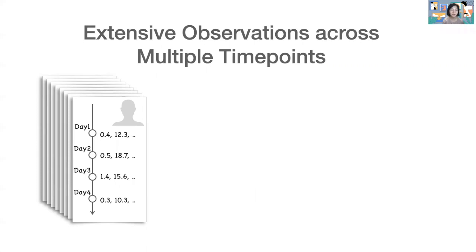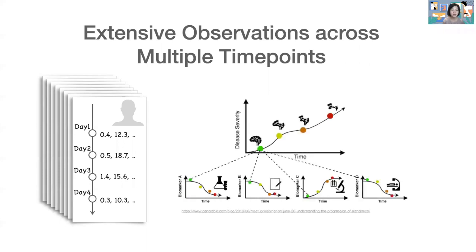Those studies contribute extensive patient observations across multiple time points and offer valuable information for researchers to check patient status and understand disease progression. For example, in the study of Alzheimer's disease, by recording and analyzing biomarker values across multiple time points, researchers can better understand the possible progression paths and the causal effects of certain drugs.